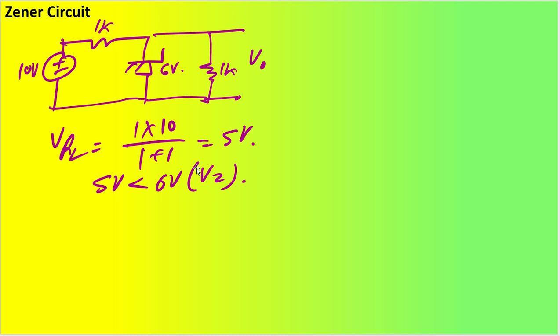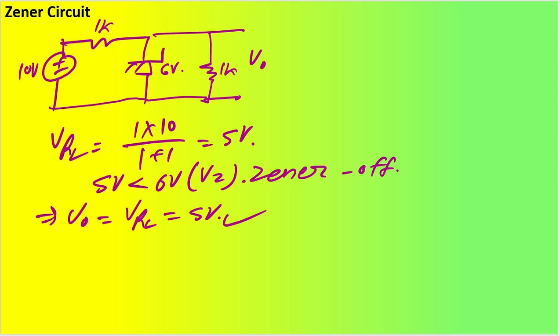Understood? So if 5 volt is less than VZ, then Zener will be off. Zener is off. And if Zener is off, then my output voltage will actually follow a simple voltage division principle, which is going to be VRL, the voltage across the load resistor, which is going to be 5 volt. That's all.